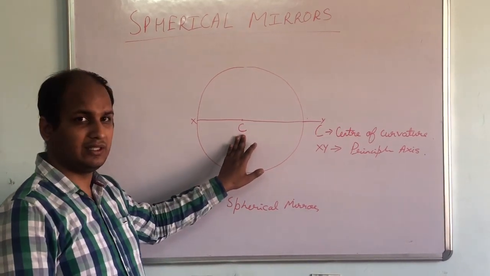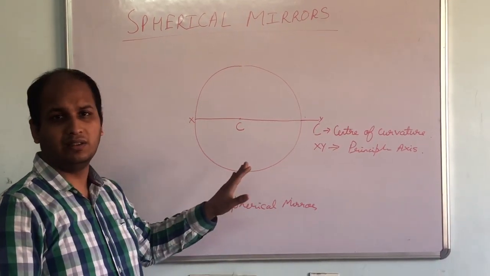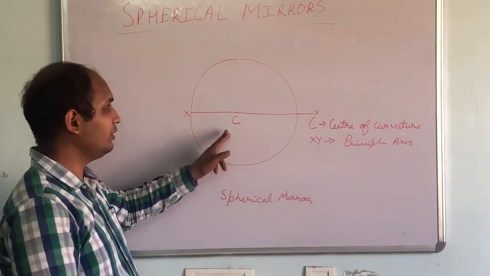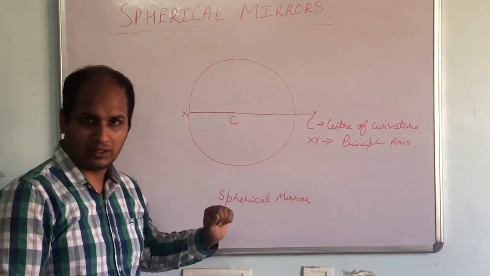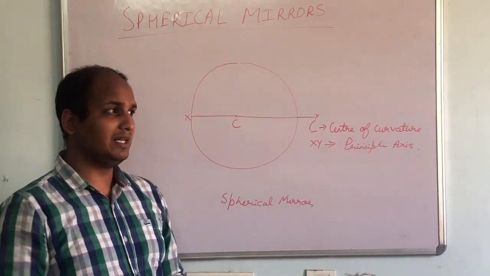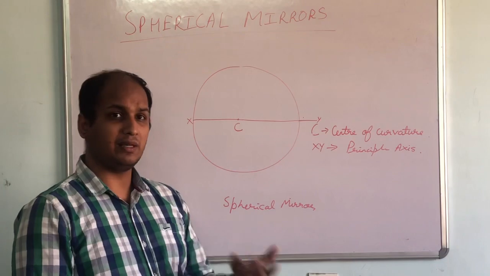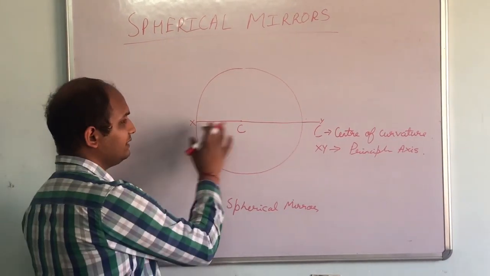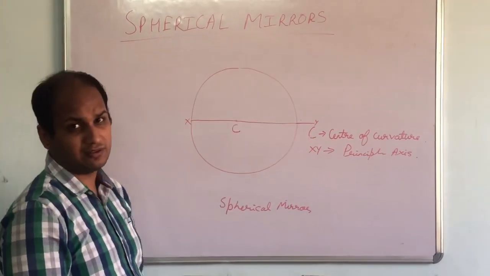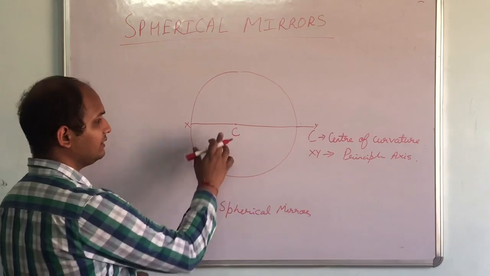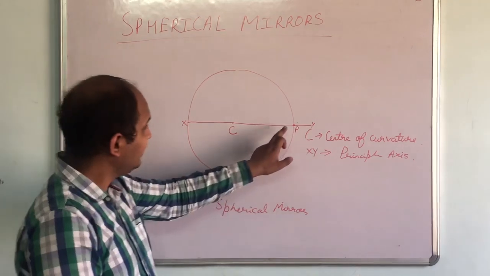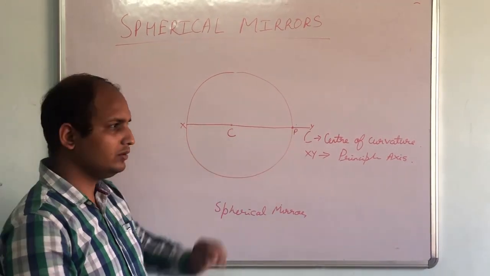C is the center of curvature, that is the center point of the spherical mirror of which the mirror is a part, right? Because this is the center point of the spherical mirror of which the mirror is a part. Mirror is a part means it can be a convex mirror, it can be a concave mirror. And this is the line we call the principal axis, which we have denoted by XY. What is the principal axis? The line passing through the center and pole of the mirror is known as the principal axis, right? This point is called the pole.